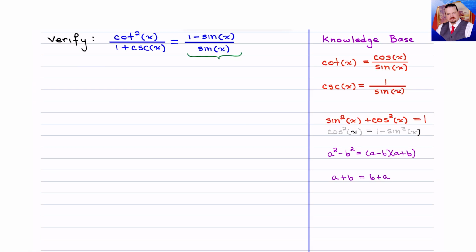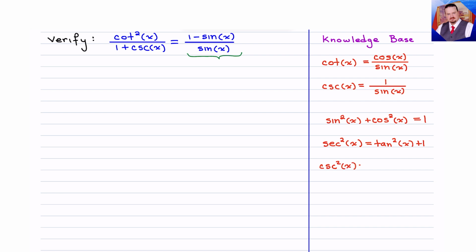Okay, so let's try to prep the knowledge base for us. What we're going to need is the cotangent squared formula from the Pythagorean. So now this one's less known. Here, let me put this one in. Secant squared x, and I did use this one in my previous video, is tangent squared x plus 1. And it's also true that cosecant squared x, can you guess it? Cotangent squared x plus 1.